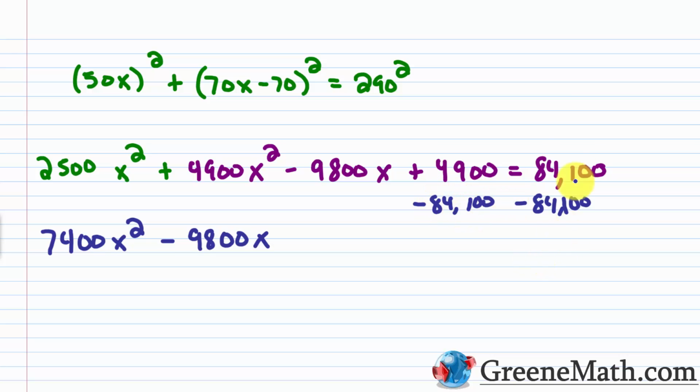Okay, and that's going to give me 0 over here on the right side, because I'm solving a quadratic and I want it in the format of ax squared plus bx plus c equals 0, so I can use my quadratic formula. Okay, so 4,900 minus 84,100 is going to give me negative 79,200. Again, this equals 0.